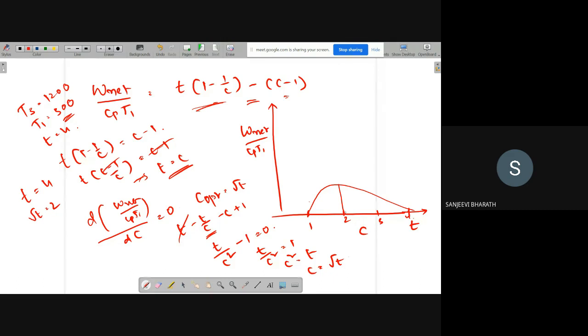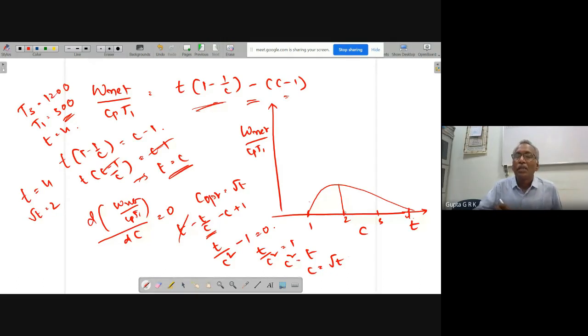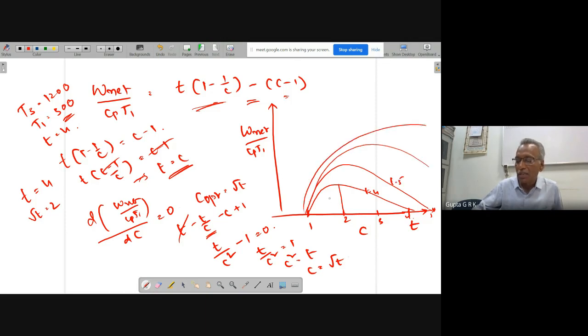Yes, sir. Okay, so now suppose I go to higher temperatures, maybe T3 is equal to 1500. Then small t is 5, right? And so the point will be here, and root 5 will be more than 2. So it comes something like this. This is for t equal to 4, this is t equal to 5. In the same way, I can get like this, increasing the values of t. Am I clear about it?